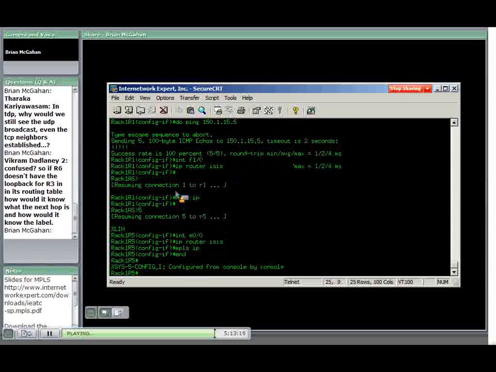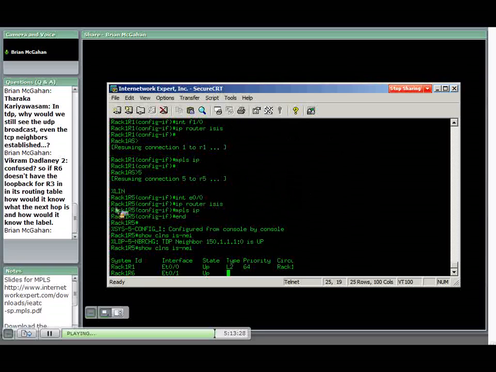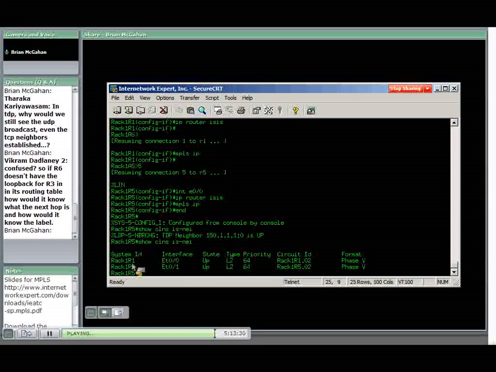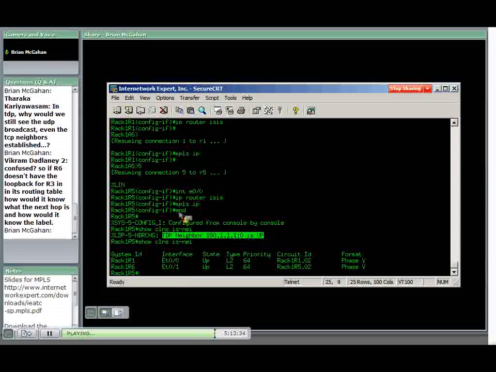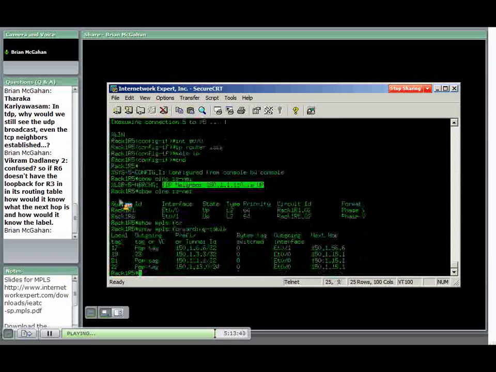For LDP and TDP, this specifically means IGP learned routes. So if we were routing this network solely with BGP, we would not build any labels running LDP or TDP. It would have to be IGP learned. In this case, our interior gateway protocol, or IGP, is IS-IS. Actually, our diagram's a little bit different than this. Let me shut down those ATM links, and we'll use the link between router 1 and 5.